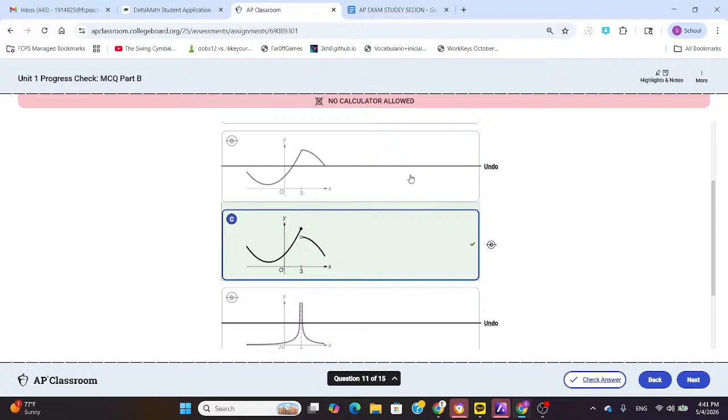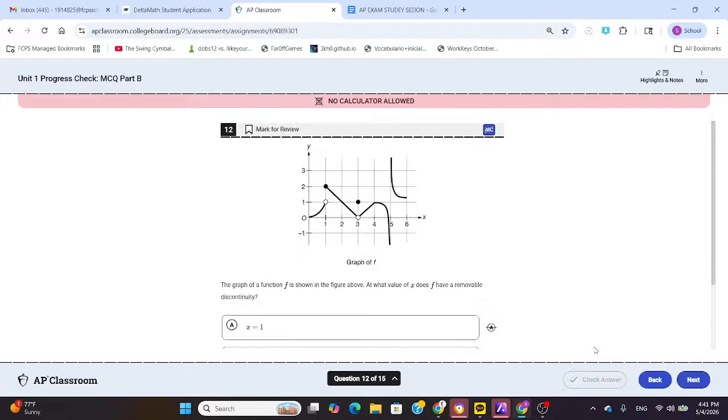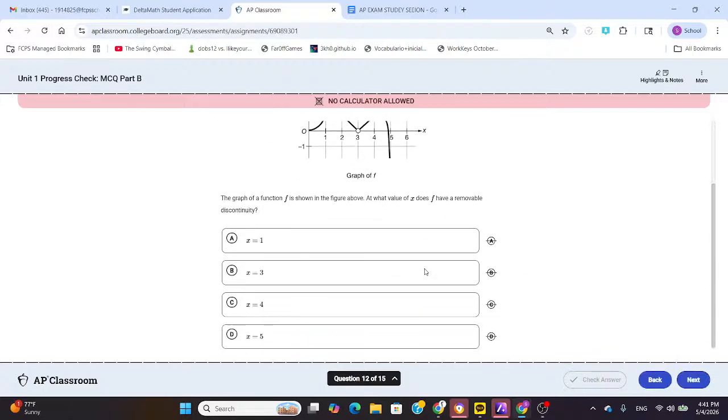A jump discontinuity is when the two pieces appear to be jumping off of one another. They're kind of separate, they don't touch each other, and one's up and the other is down, like one's on top of the other. So yeah, let's see. All right, question 12.